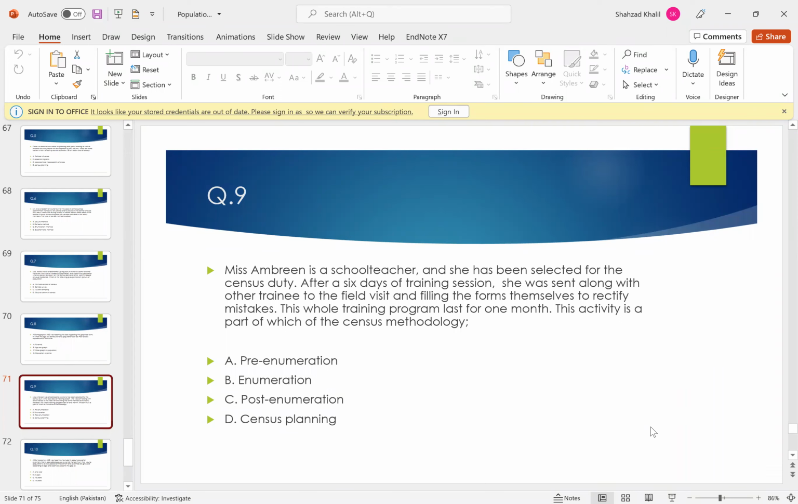I have told you the process has 3 phases: pre-enumeration, enumeration, and post-enumeration. Pre-enumeration includes the recruitment of the field staff. Enumeration is a process where the training of the staff is being done, how to fill the form and everything. So the second is the correct answer, B.